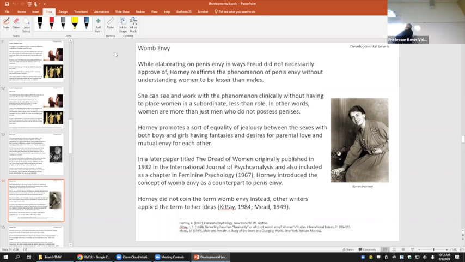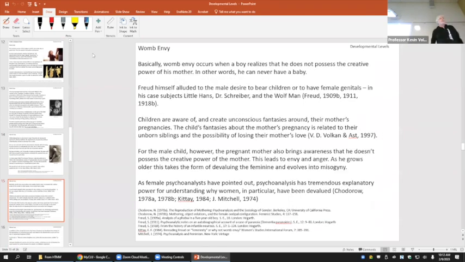In a paper she wrote called The Dread of Women, originally published in 1932 and also included in her book, she introduced the idea of womb envy, the counterpart to penis envy. She didn't use the term. The term came from a woman named Kay and also from Margaret Mead, the great anthropologist, the first ones to actually apply the term womb envy to her idea. Basically, womb envy occurs when a boy realizes he does not possess the creative power of his mother. In other words, he can never have a baby.